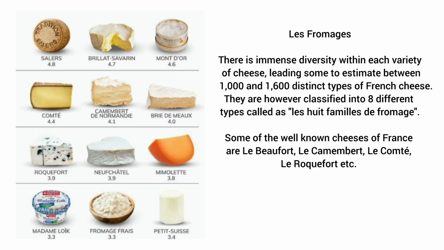The next thing that we will be learning are the cheeses of France. Now, France is really well known for its cheeses. There is immense diversity within each variety of cheese, leading some to estimate between 1000 to 1600 distinct types of French cheeses. They are, however, classified into just 8 different types, which is also called les huit familles de fromage in French. Some of the very well known cheeses of France are Le Beaufort, Le Camembert, Le Comté, Le Roquefort, etc.